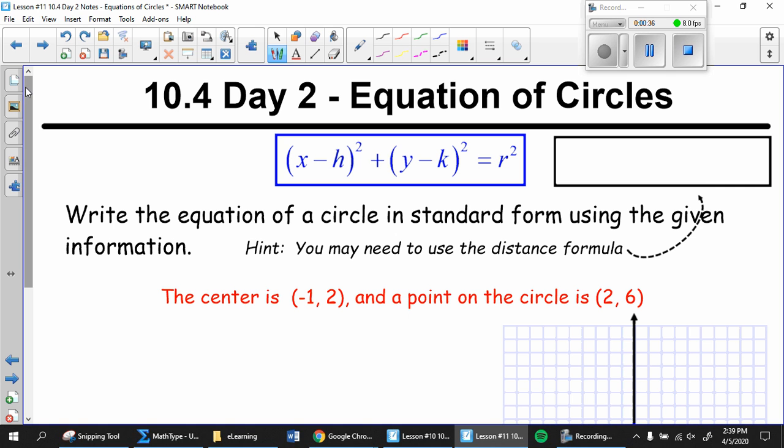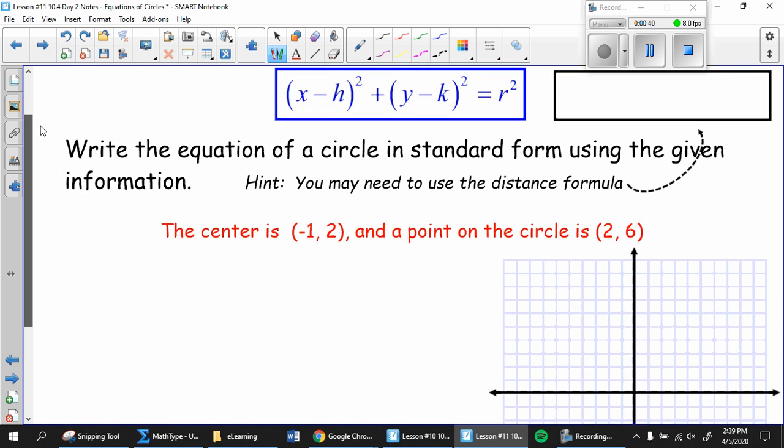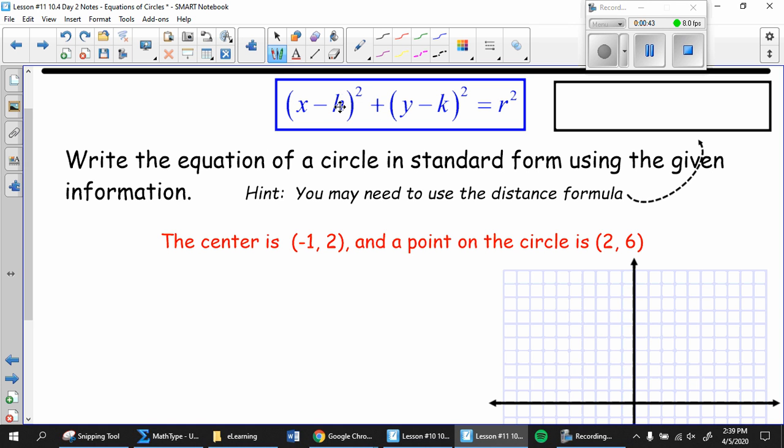So like I said, today the big difference is when we look at this example here, notice we're using the same equation we used before, (x - h)² + (y - k)² = r², where (h, k) is our center, and then r is our radius. So that has not changed.